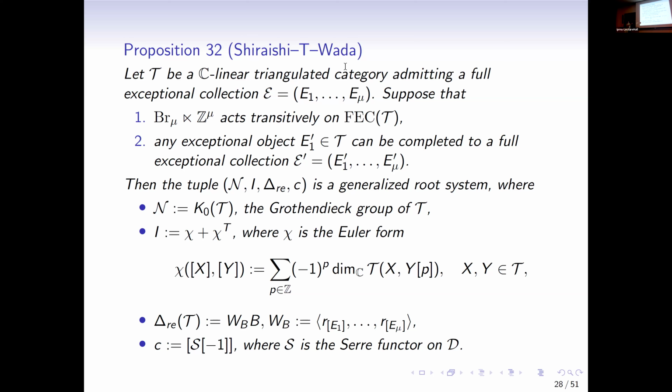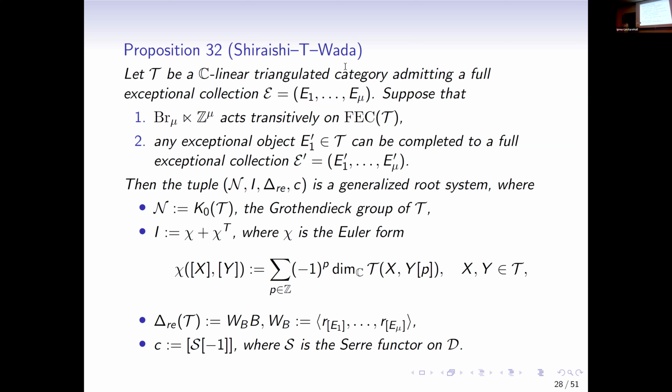Anyway, in this setting, if T admits an exceptional collection satisfying these two conditions, then we can recover generalized resistance in a very natural way. The free abelian group is the Grothendieck group, and the symmetric bilinear form is nothing but the symmetrized Euler form. This is a little bit technical, but in this way we define a set of roots. And the Coxeter transformation is very naturally defined in terms of S.